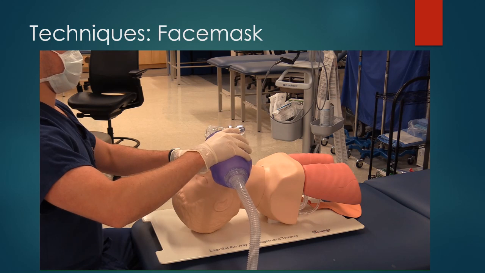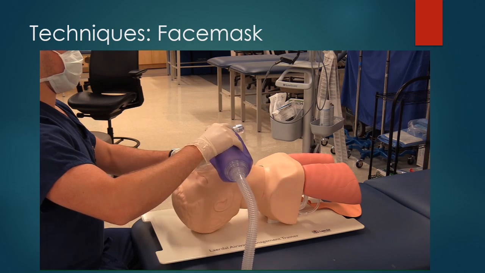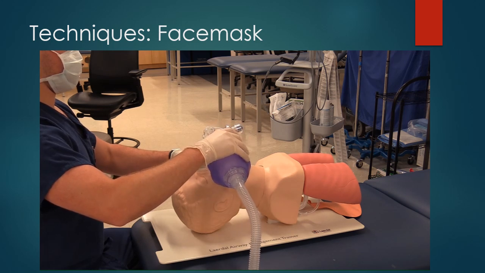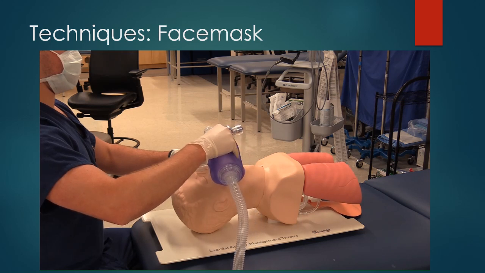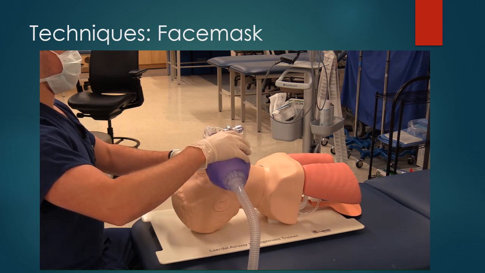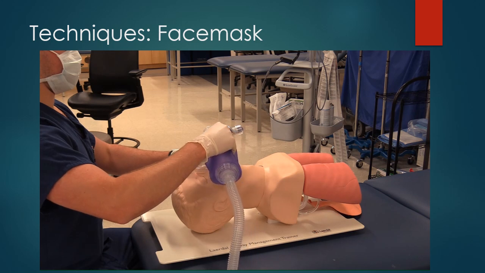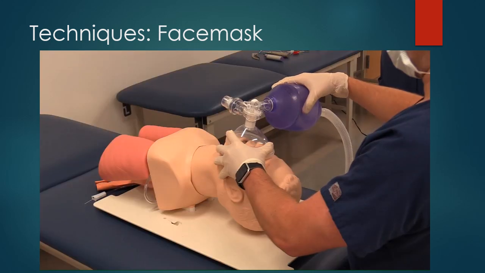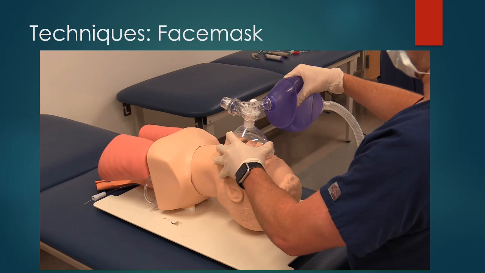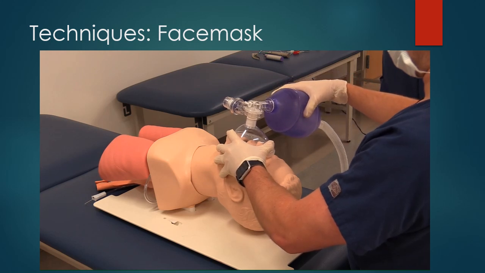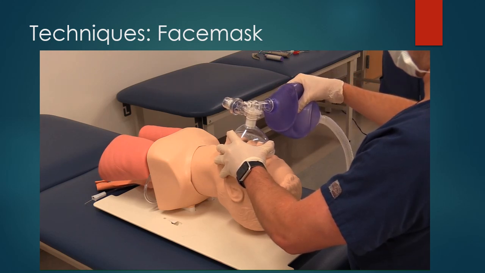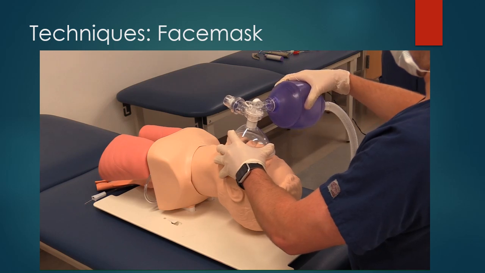Once in this technique, gently squeeze the bag or have someone else do so. Make sure that you're having good chest rise without an audible leak. If there's a leak, most likely it's going to be on the contralateral side from your hands. So gently roll the mask towards the opposite side, in this case rolling towards the right slightly, to compensate for that possible leak.